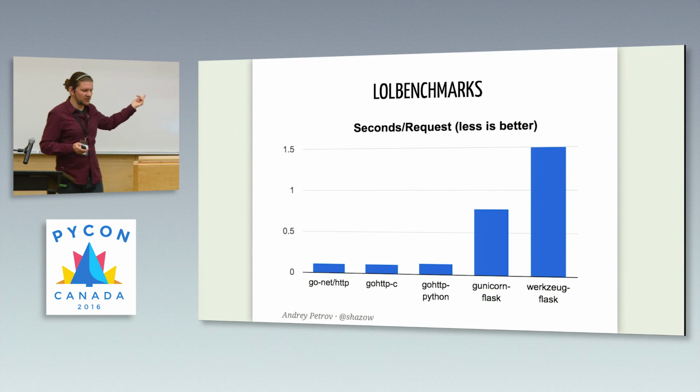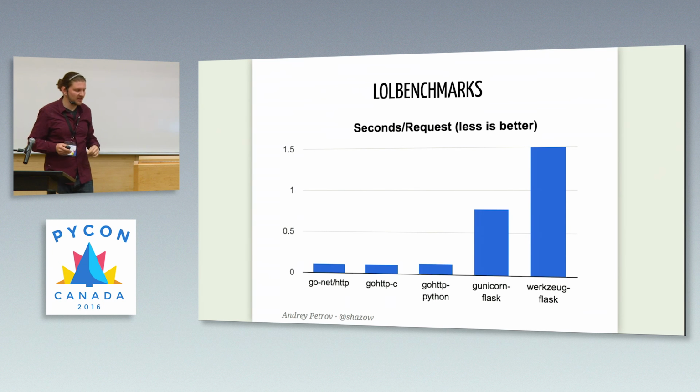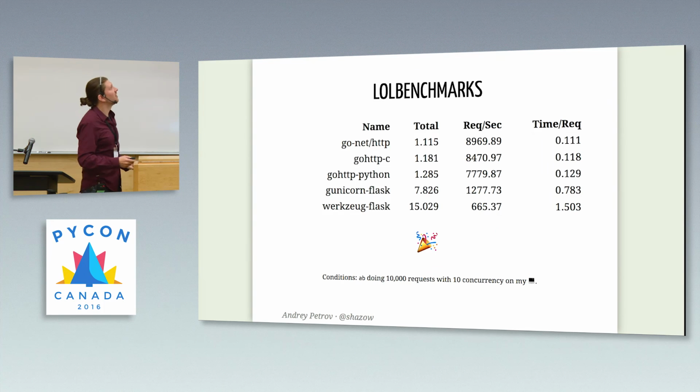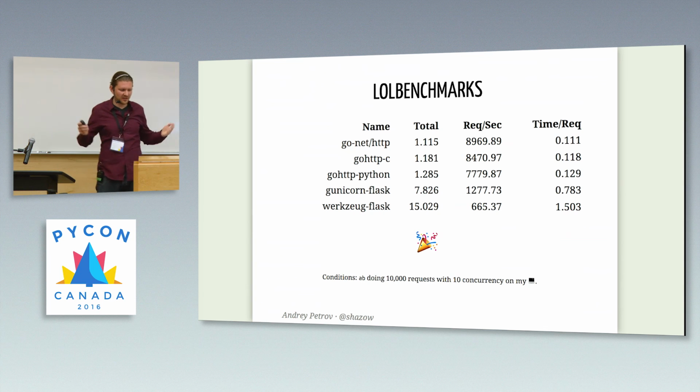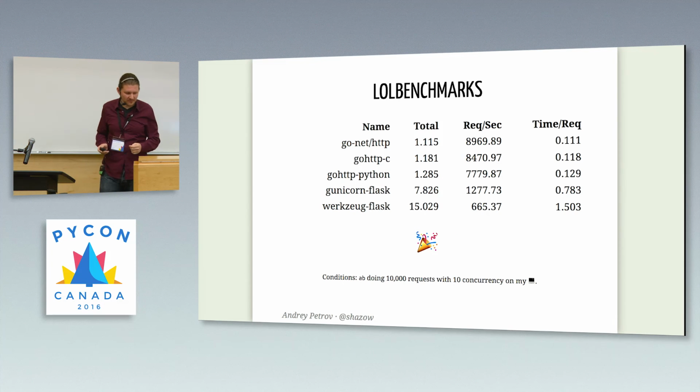And then you have GUnicorn with Flask, and then Workcircle with Flask, which doesn't have any concurrency. And you can see there's substantial differences. This original Go version handles 9,000 requests per second, and the slow Flask version handles 600 something requests per second. So it's pretty substantial.